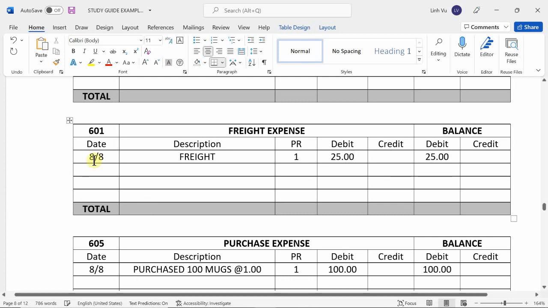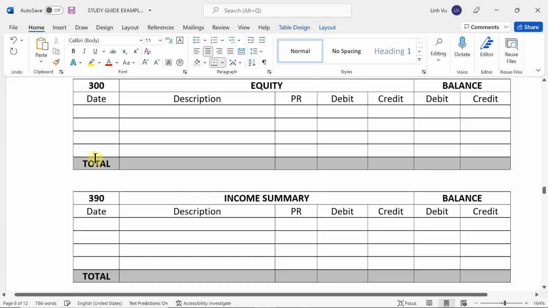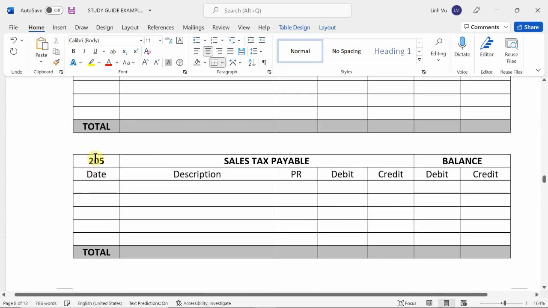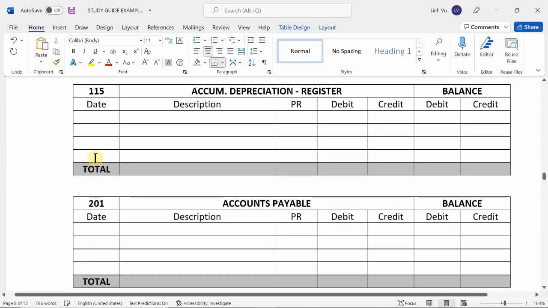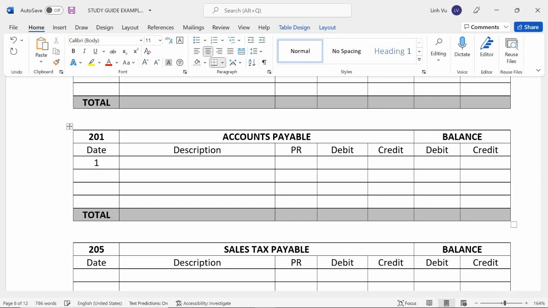And then I placed it on an account, so I end up increasing some liabilities here. Here's accounts payable. Purchased 100 mugs. Oh, for $125.